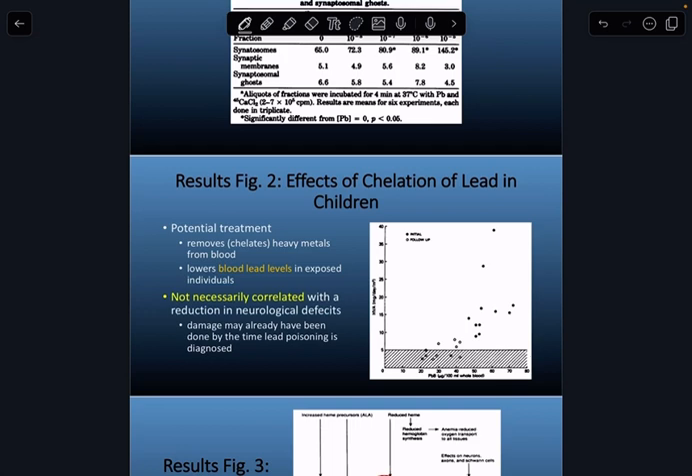So chelation is a treatment where somebody has been exposed to heavy metals, including lead. There are drugs that chelate the heavy metal, so they isolate it from the blood so that it gets excreted. And so chelation treatment for people who suffered lead poisoning, who show high levels of lead in their blood, does lower the blood lead levels in exposed individuals.